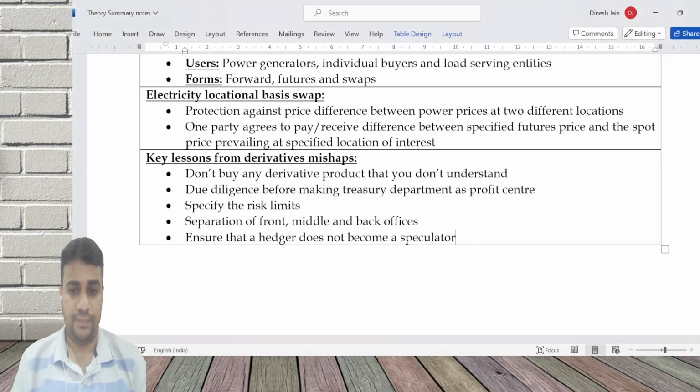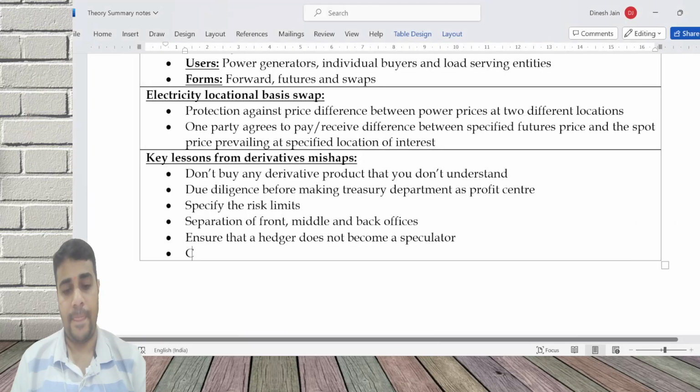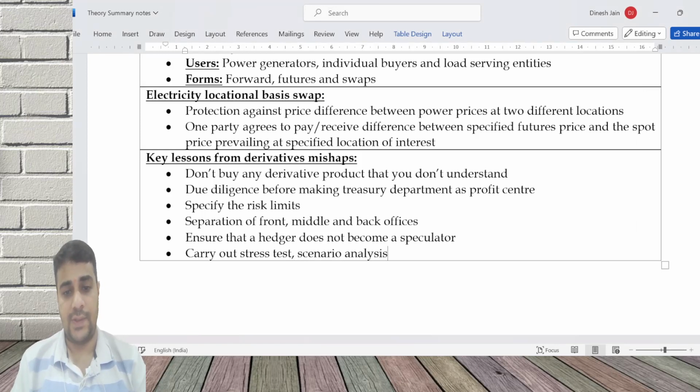Carry out stress tests, scenario analysis, etc.